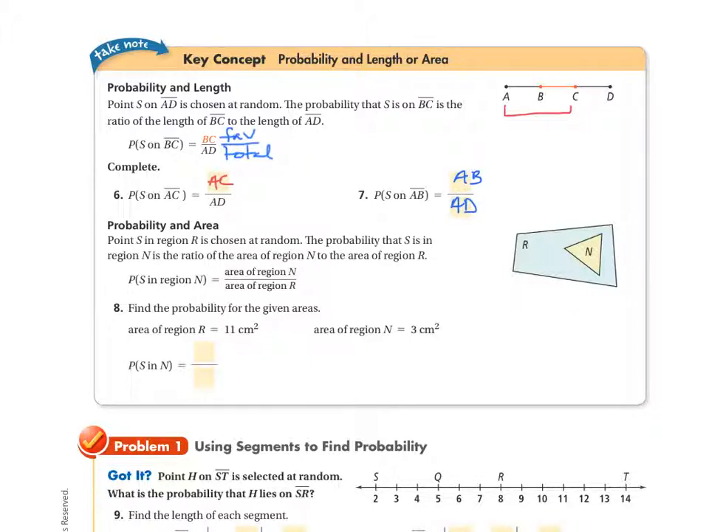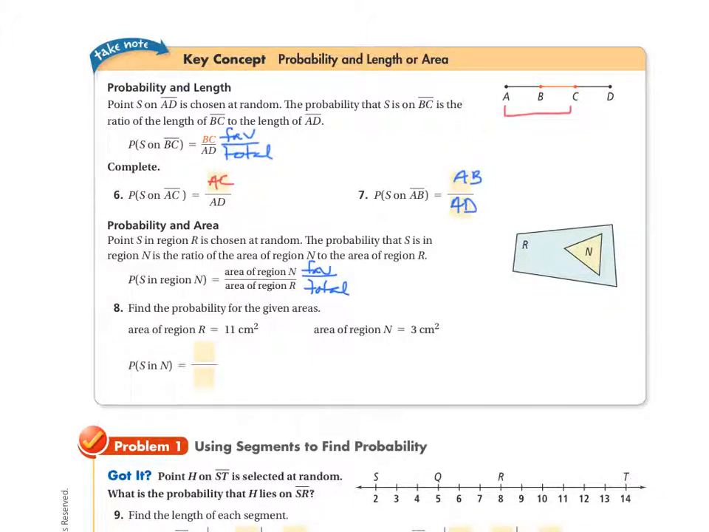So probability in area, again, you're going to have favorable over total. You're going to have all kinds of different weird looking or normal looking pictures. So this is just one picture right here. So you have the area of the whole region where a point could be, but they're saying this is the favorable region. They could say that this is the favorable region here, just the greenish blue, or is it the yellow?